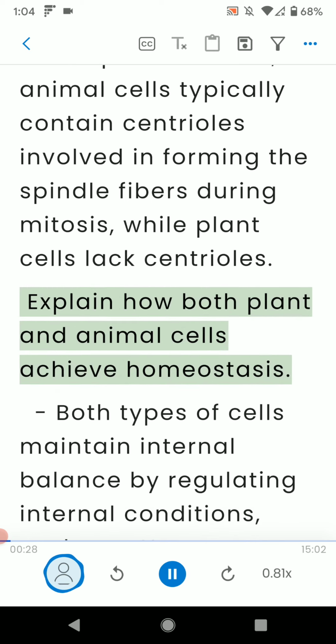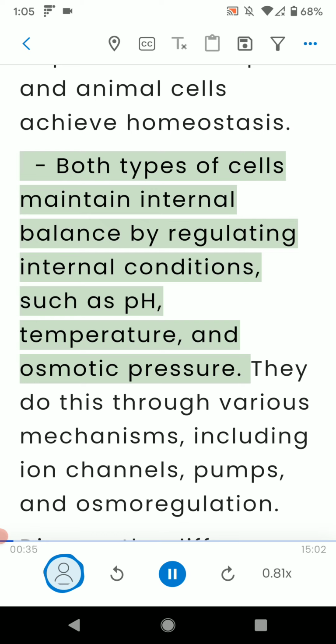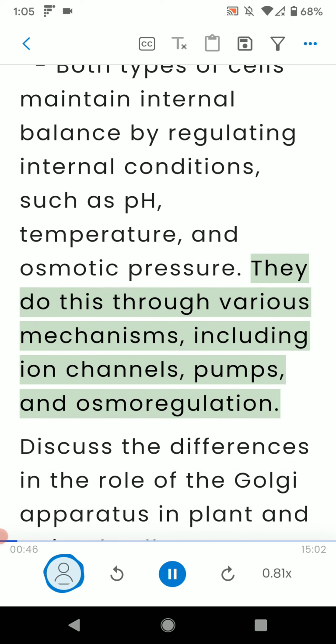Explain how both plant and animal cells achieve homeostasis. Both types of cells maintain internal balance by regulating internal conditions, such as pH, temperature, and osmotic pressure. They do this through various mechanisms, including ion channels, pumps, and osmoregulation.